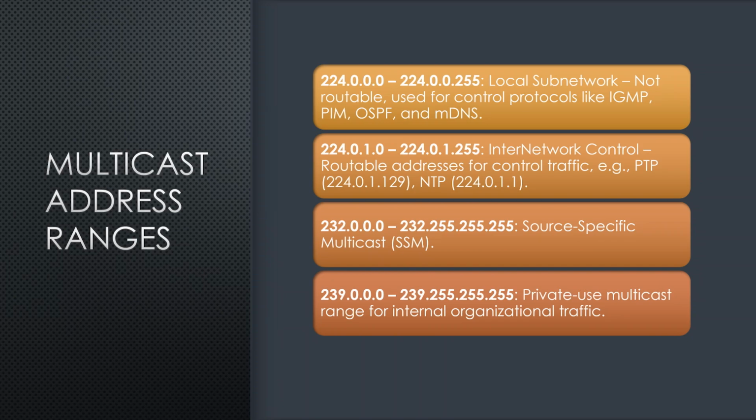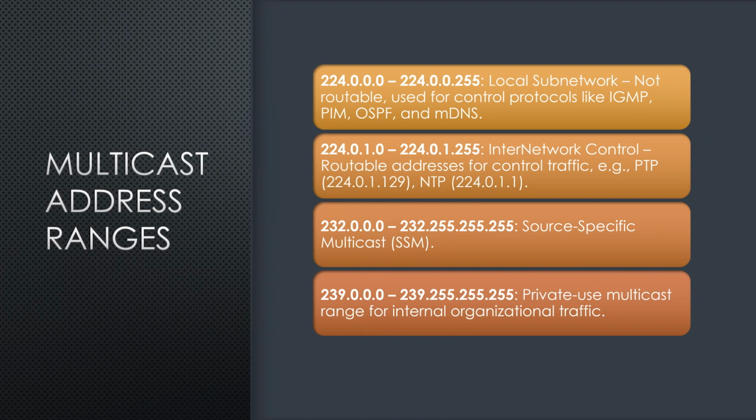As is listed here, the first range is a local subnetwork. It's not routable, and it's used for control protocols on the network like IGMP, PIM, OSPF, and mDNS. So this is definitely an area that you want to avoid in your multicast addressing scheme. And then the next segment there is for internetwork control. This is routable, but is used by services like PTP and NTP. So again, this is an area that you want to avoid.